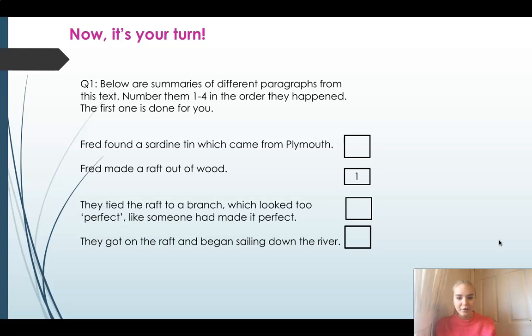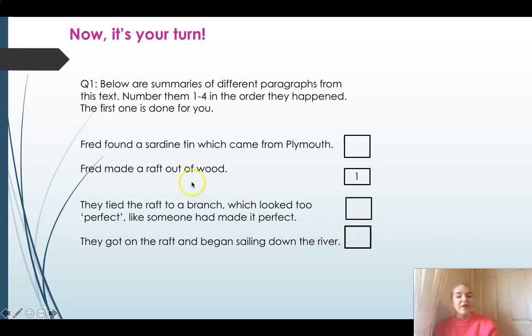Okay, how did you do? Did you find the order of the events in which order they happened? Fantastic. So we know that Fred made a raft out of wood first. So that was the first thing that happened, the first event. We need to read the others now to think whether they came before or after the raft, he'd made the raft out of wood, and whether or not the other statements are after that too.